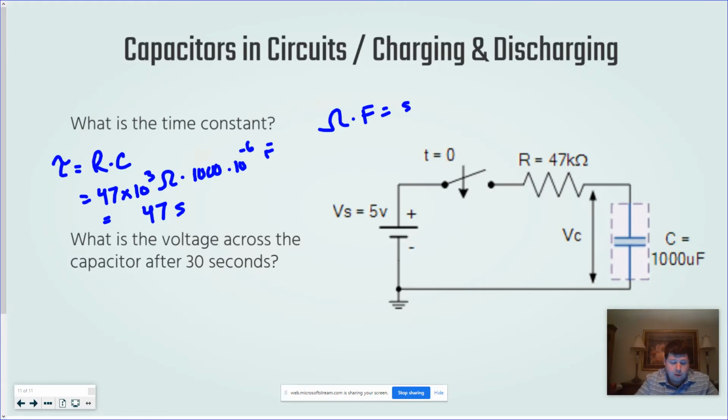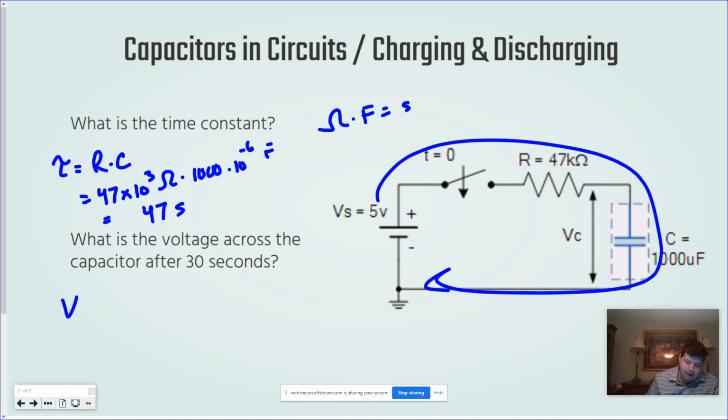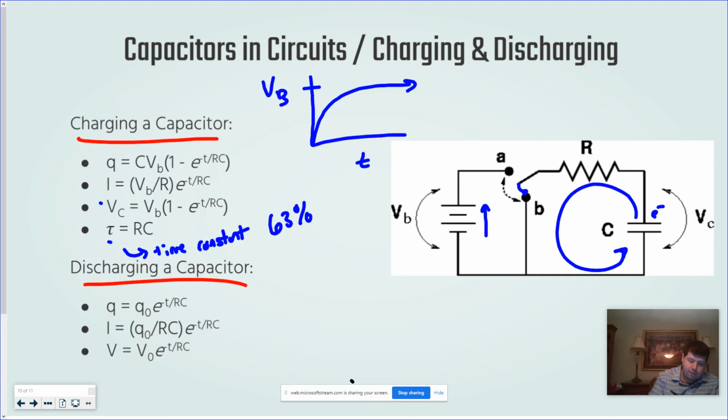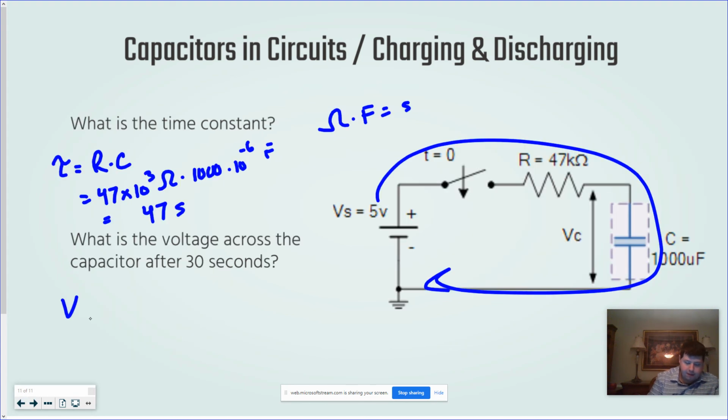Now it says, what's the voltage across the capacitor after 30 seconds? Here, I'm going to simply choose the equation that makes the best sense. And here, I'm actually doing a charging circuit, right? Because the battery is connected, and that would flow through here. And so I'm going to pick a charging equation for the VC. VC is equal to the voltage across the battery times 1 minus e to the minus t over RC.